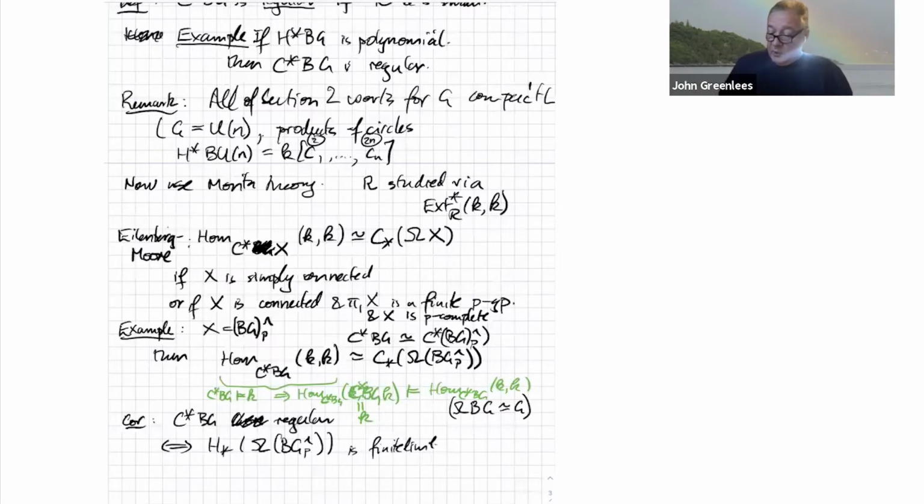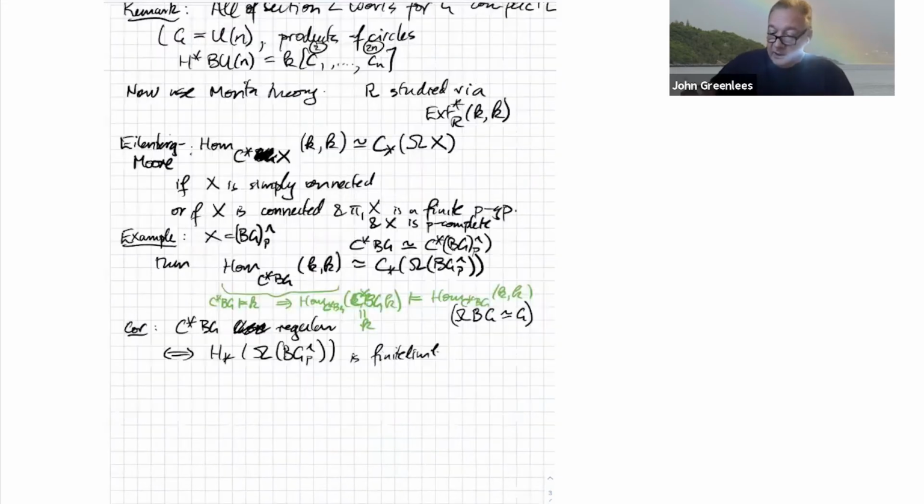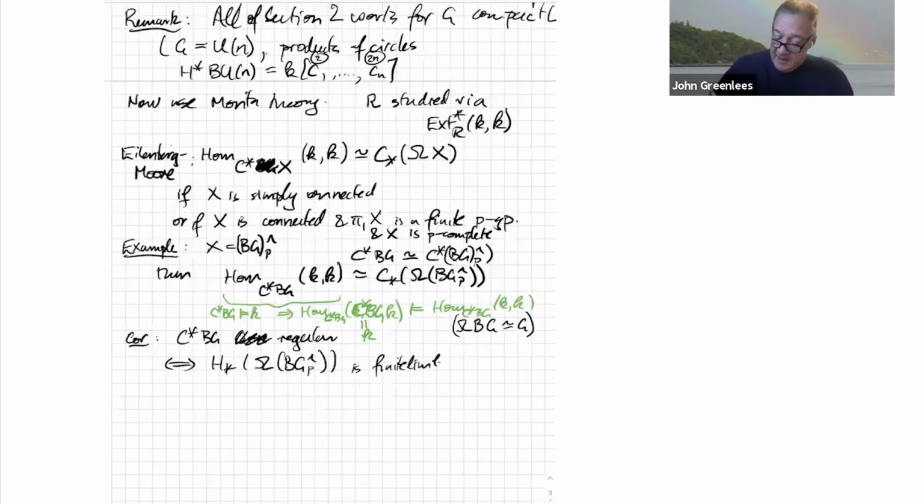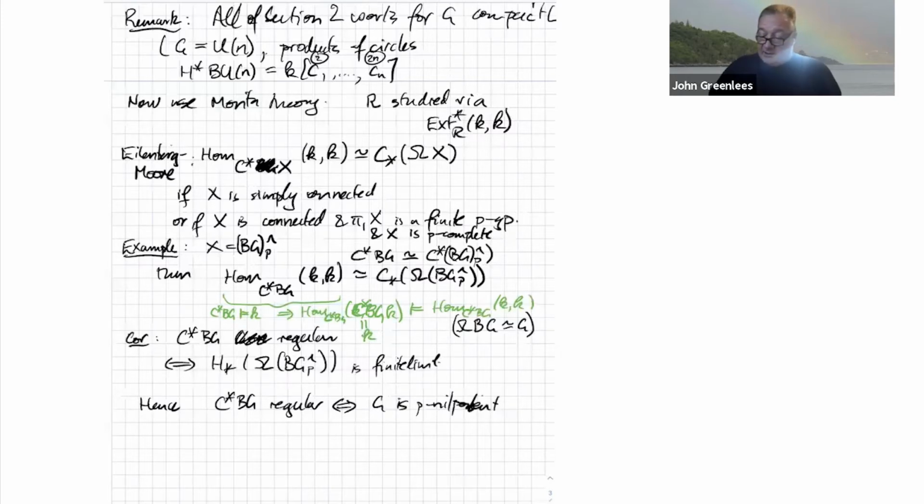And well, at this point, I'm going to just quote the result. So hence, cochains BG is regular if and only if G is p-nilpotent. So this is, well, at least some of that is obvious.